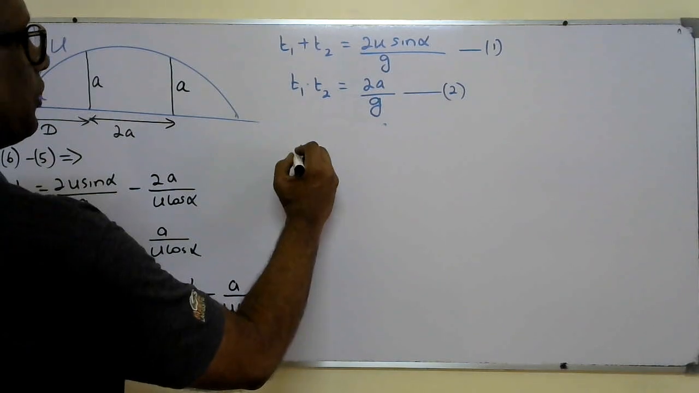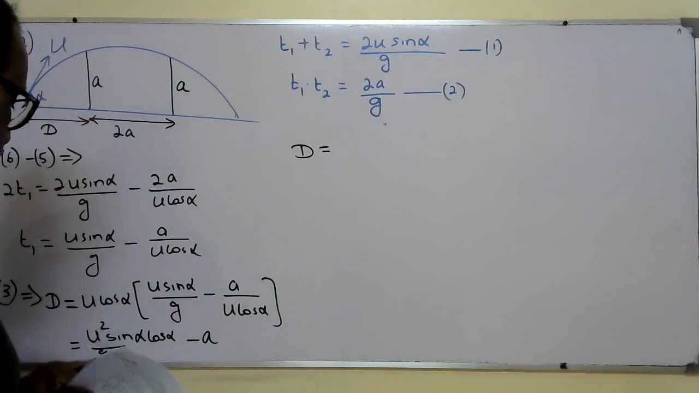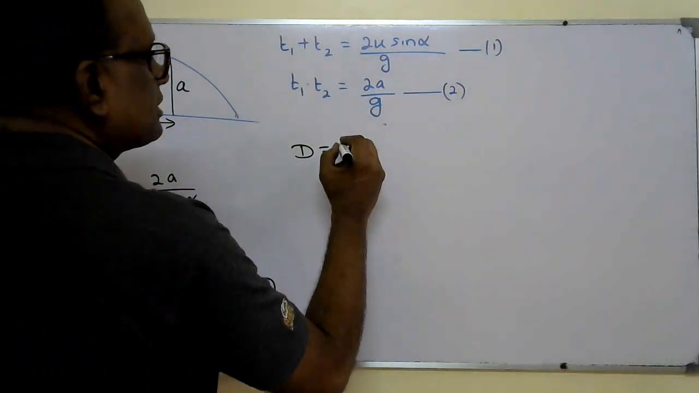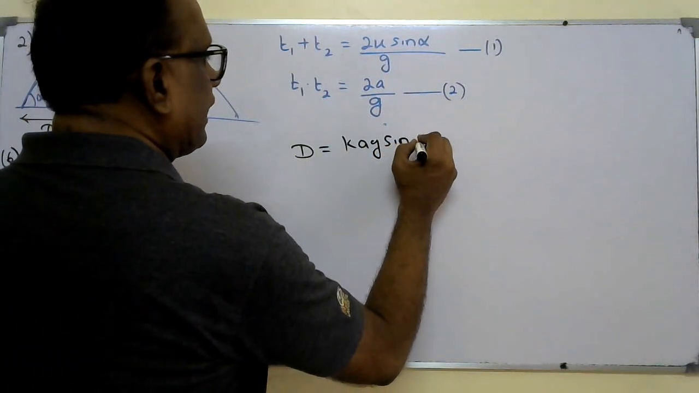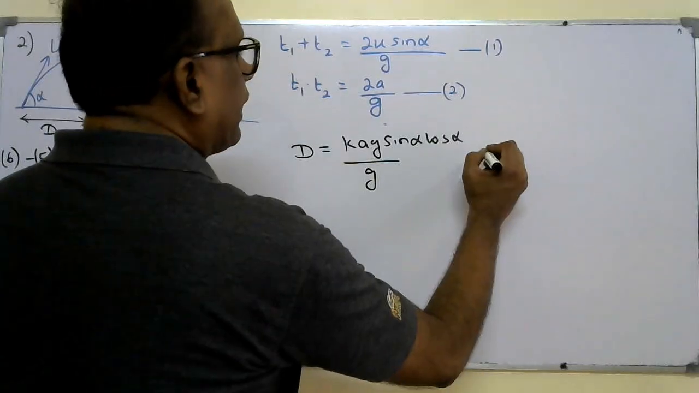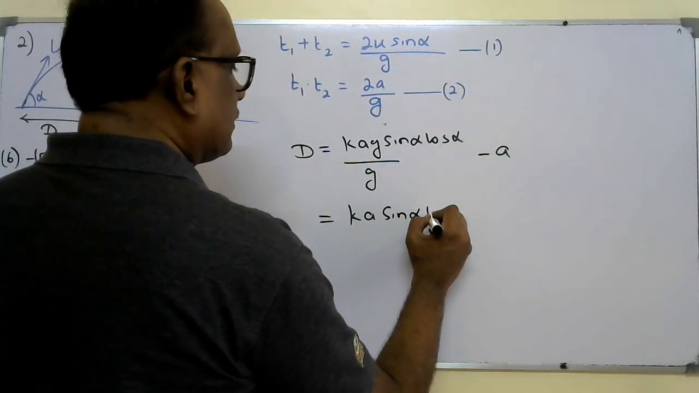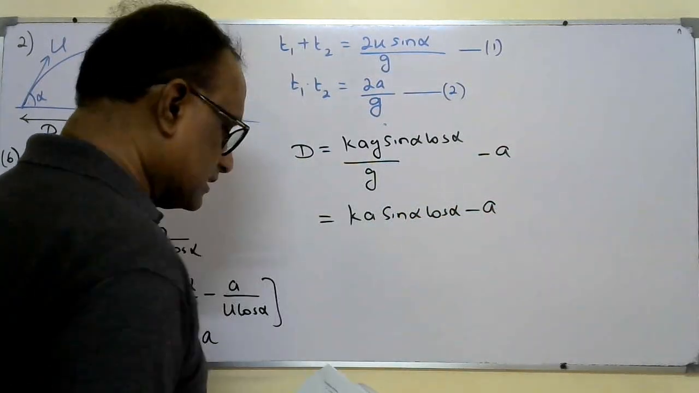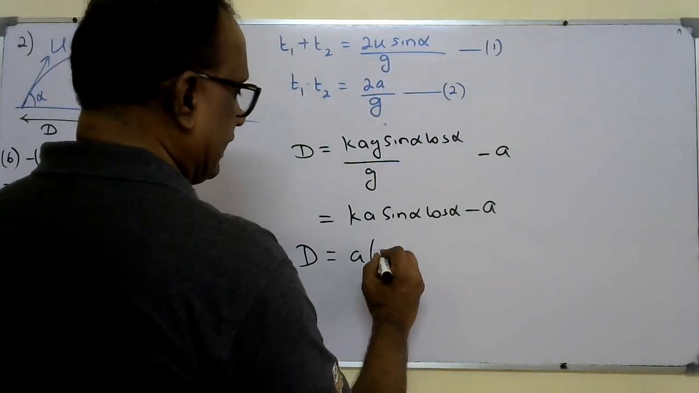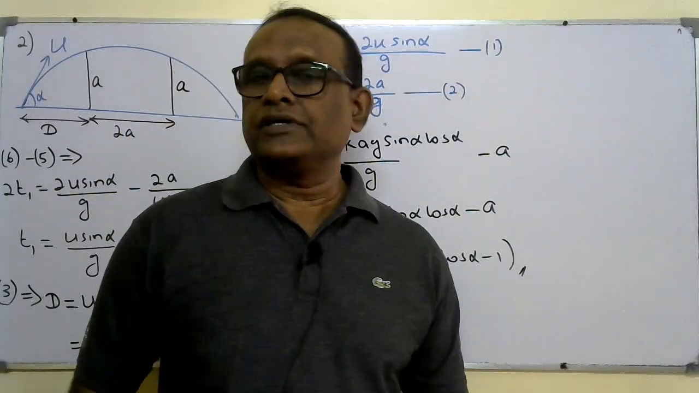So that means d is equal to, instead of u, we'll substitute, u is given as square root of kAg, so u squared is going to be kAg. So kAg sin alpha cos alpha over g, so g and g will get cancelled, minus a. So it's going to be Ka sin alpha cos alpha minus a. Take a common, so d is going to be a times k sin alpha cos alpha minus 1. That's what they asked to show. Yeah, we got the answer.